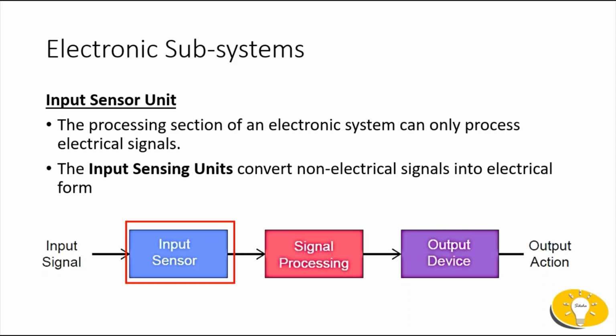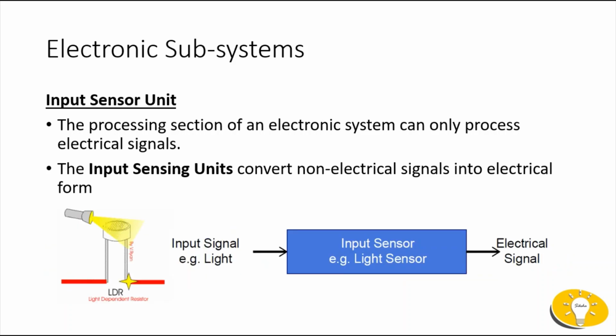So the processing unit of an electronic system can only process electrical signals. Therefore, the input sensing unit converts non-electrical signals into electrical form. For example, a light sensor is used to convert light, which is a non-electrical signal, into electrical form, that is in the form of voltage or current.